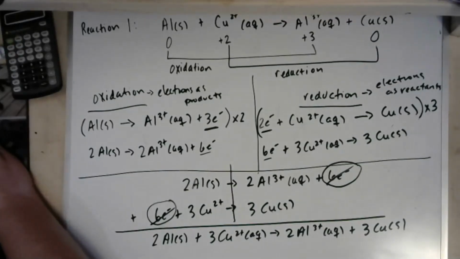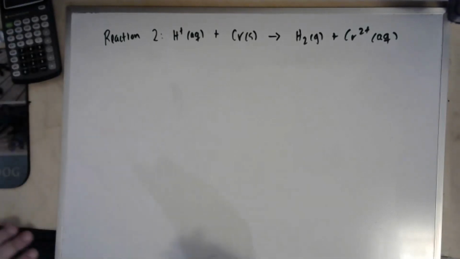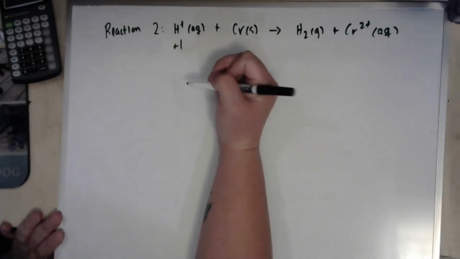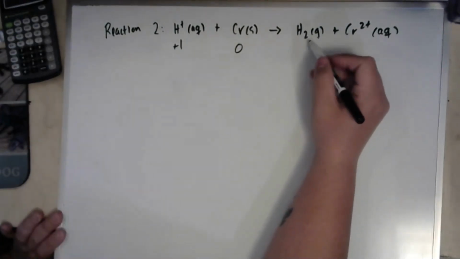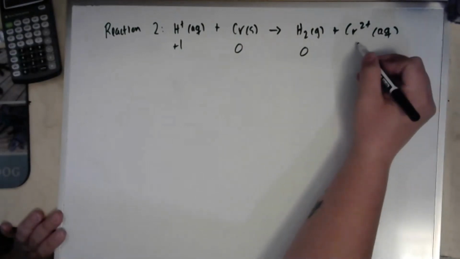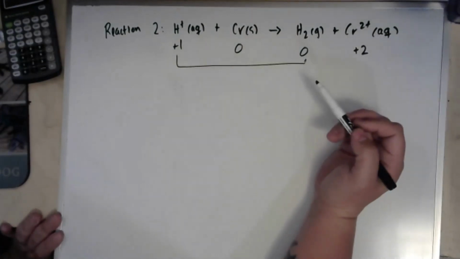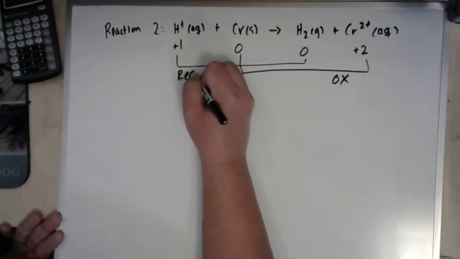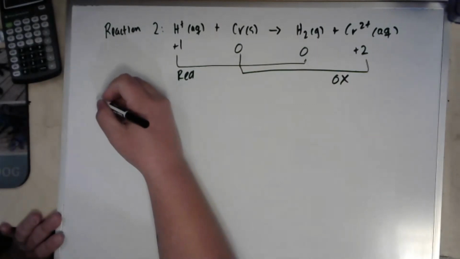All right. So I'm going to pause this and write out the next reaction. Okay, so here's the next reaction. And we're going to start by assigning oxidation states to everything. So our monoatomic ion gets a +1. Our neutral atom gets a 0. Our elemental hydrogen gets a 0. And our chromium ion gets a +2. So we're going +1 to 0, that's reduction. 0 to +2 is oxidation. Okay, so I'll put my oxidation over here and my reduction over here.